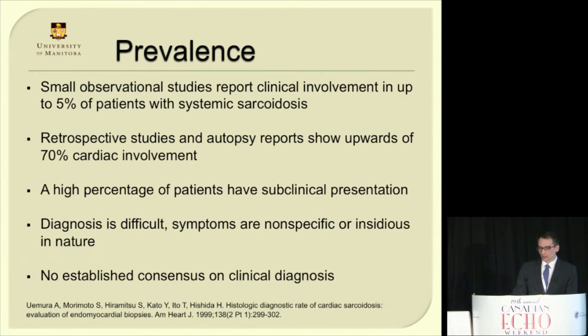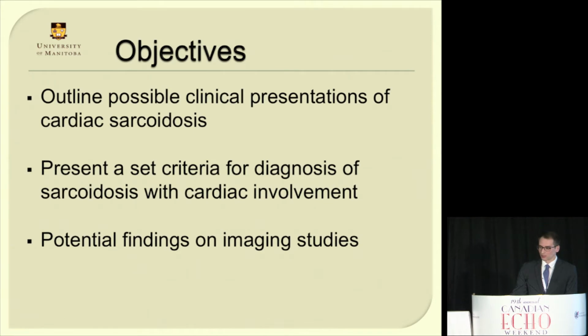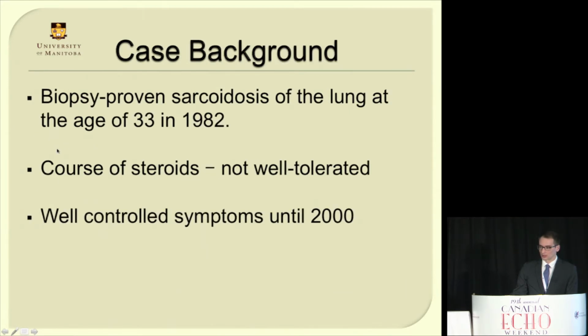So we can infer from that that there's a large percentage of patients who have a subclinical presentation of cardiac sarcoid. And that also means that diagnosis can be very difficult and symptoms are nonspecific or insidious in nature. There's also no established consensus on what makes a clinical diagnosis of cardiac sarcoid disease. So today I'd like to outline some possible clinical presentations of cardiac sarcoid, present a set of criteria for diagnosis, as well as some potential findings on imaging studies. So back to the case.